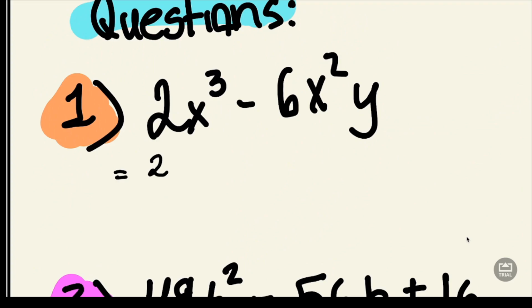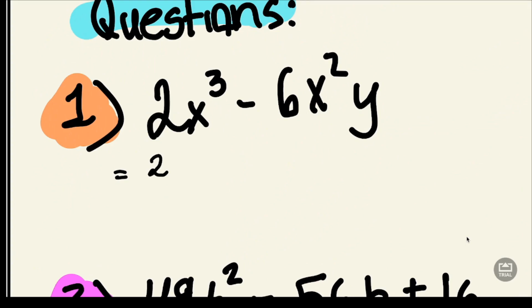Now we move on to variables, because you can have variables in an equation and you can take them out. You always want to look at what are the same variables and what are different variables. What variables are the same between both terms? Each term has x, but only one term has y. So we can't take out y, because if we distribute it back in, 2x cubed does not have a y value. It wouldn't make sense.